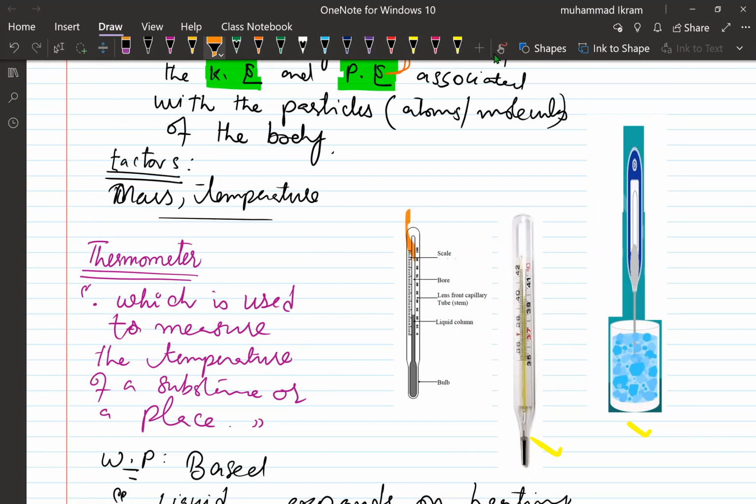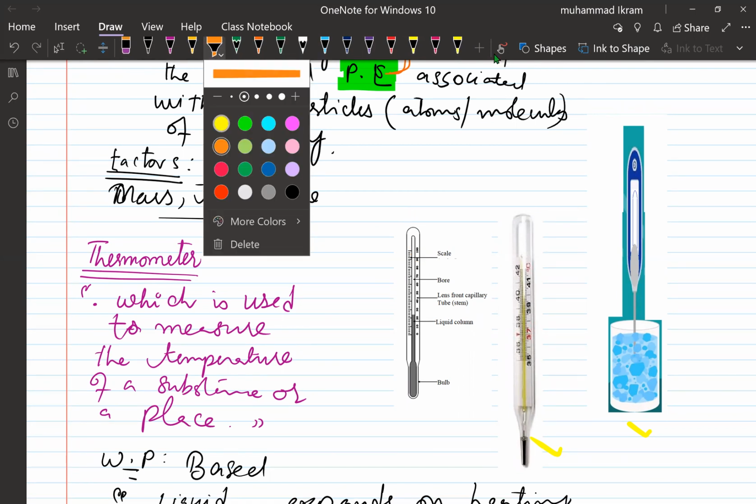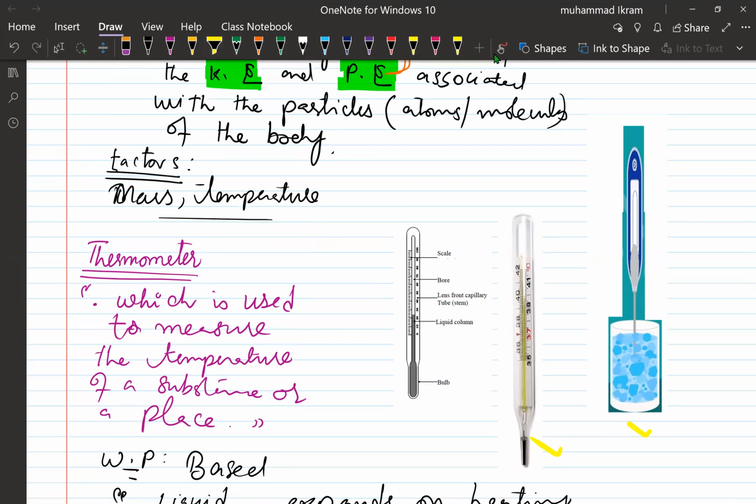See here, like in this one. There is a fine bore, as you see, and it is filled with what? With a liquid. As you see here, we use mercury. This is all mercury. And then there is a bulb. The bulb has a protecting cover, right?